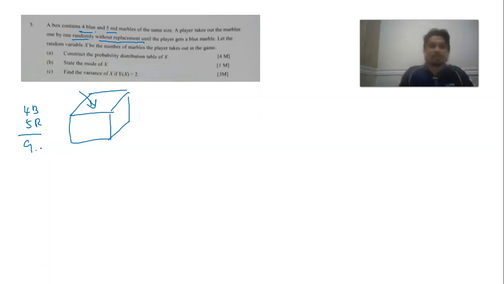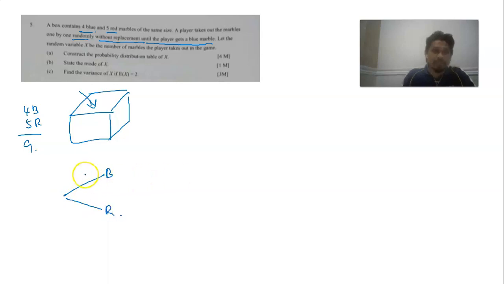Okay, so class, for this question, the key is a player takes out the marbles one by one randomly without replacement until the player gets a blue marble. My suggestion for this question, which is quite tricky, is to use the probability tree diagram. First, let's say we have blue and red.